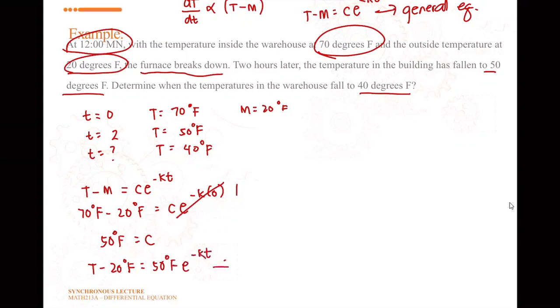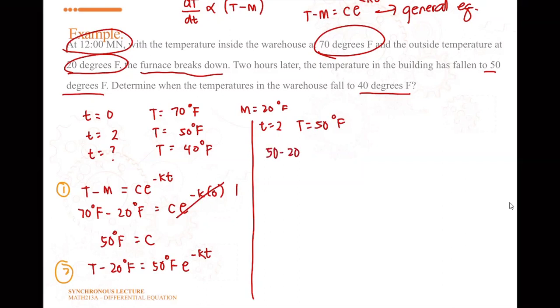Okay? So ito yung second equation natin. Yung first equation is yung general equation. Ito yung second equation natin. Okay? Next is apply natin yung isang scenario natin na kapag T is equals to 2, ang temperature daw natin ay 50 degrees Fahrenheit. Okay? So applying yung second equation, so 50 minus 20, so degree Fahrenheit yan, equals to 50 E negative KT.